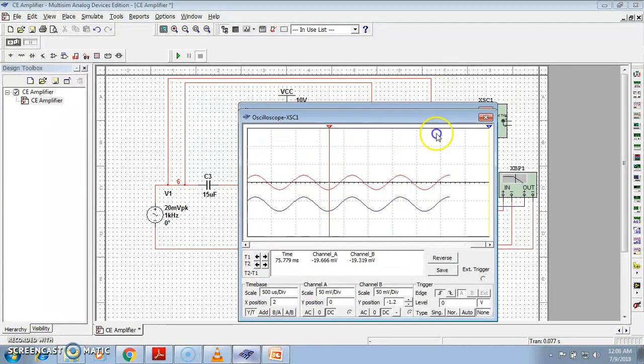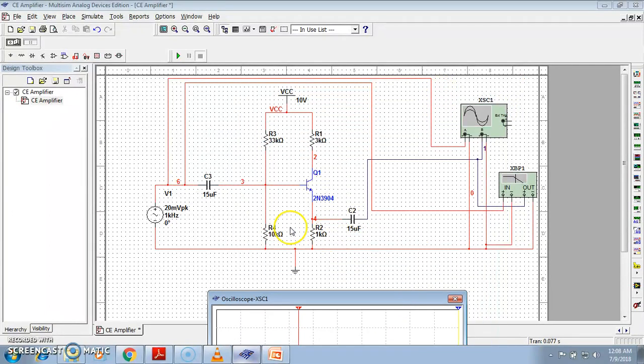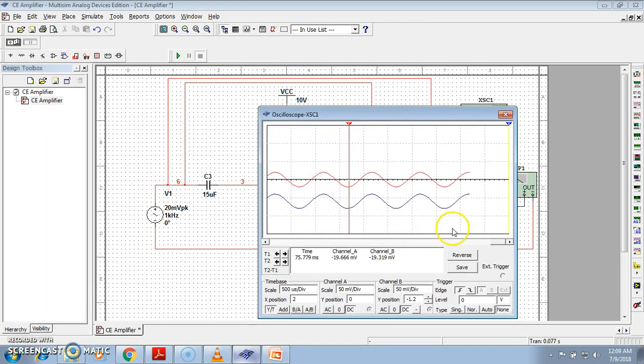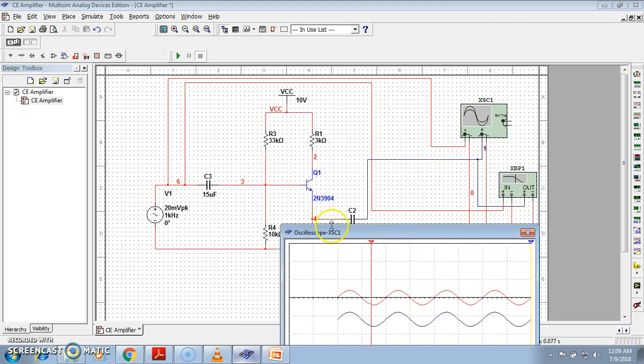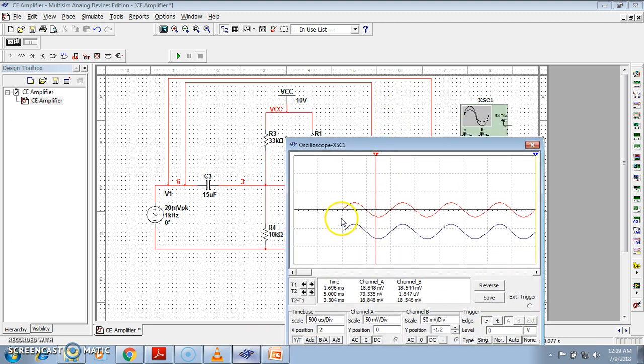So for this case, due to the negative feedback applied by this emitter resistor, the overall gain of this system becomes unity. And see one thing, this is very important. In the CC amplifier we have noticed that there is a 180-degree phase shift in the output compared to the input, but here the input and output have no phase shift.